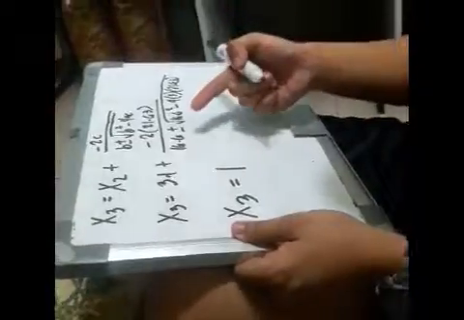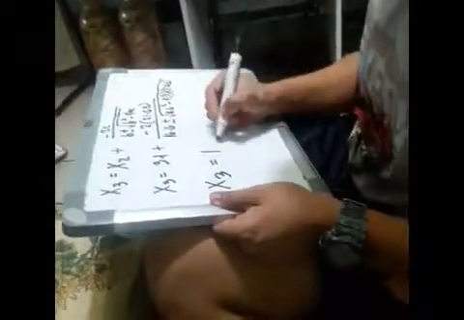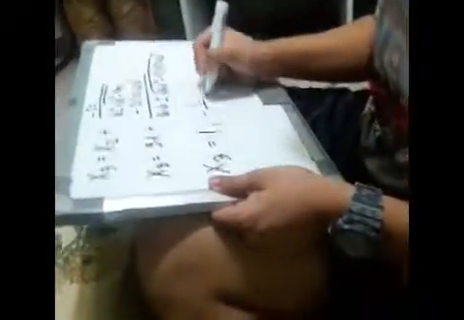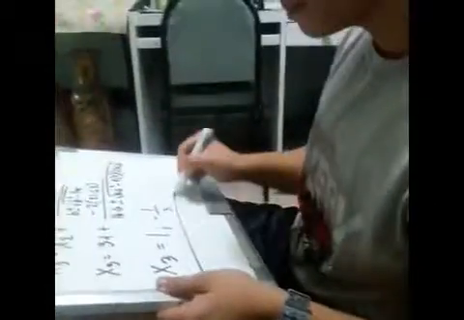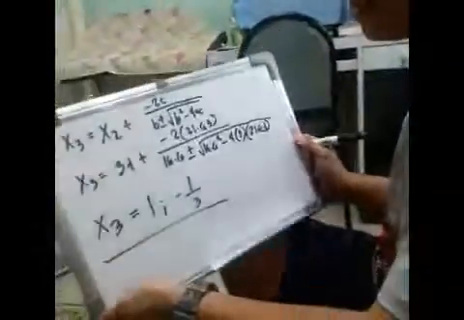And for the minus sign, it is negative 1/3. That is our x sub 3: 1 and negative 1/3.